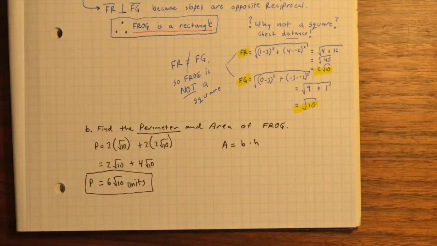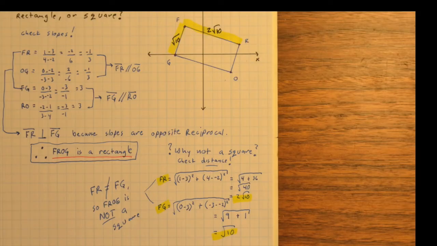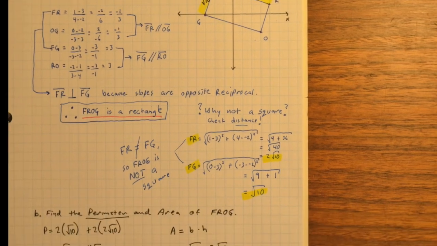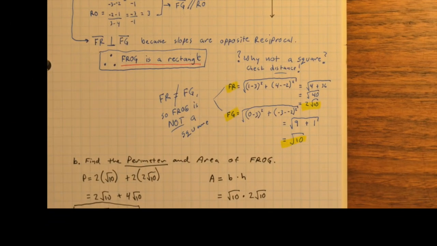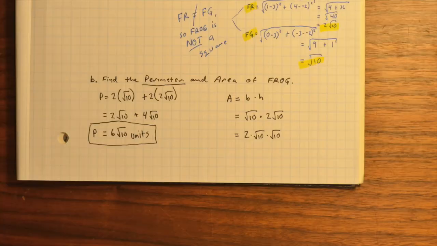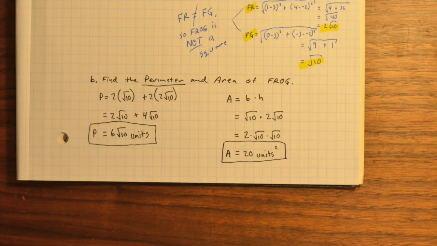And then area, remember area is base times height, and in a rectangle, that's just length times width, so 2 root 10 times root 10, and that simplifies down to 20 units. 20 square units.